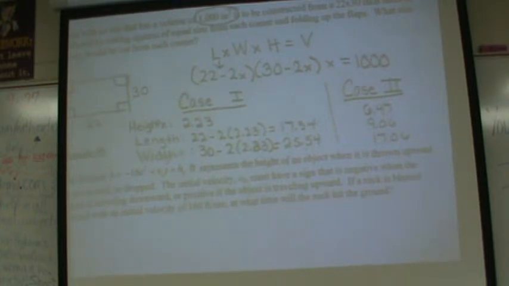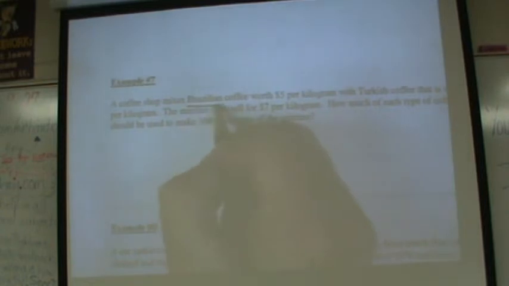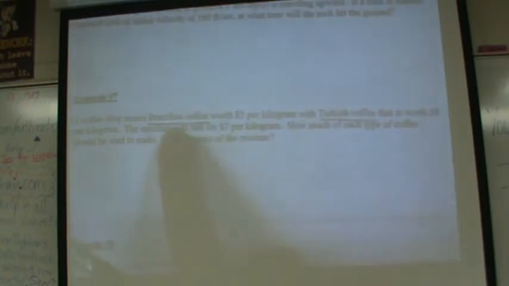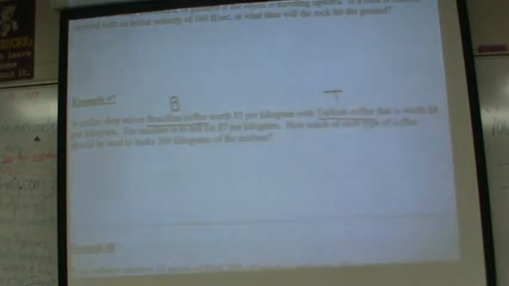Skip 6. We're going to do 6 on day 2. I'm going to do 7 right now with you guys. A coffee shop mixes 2 kinds of coffee. One is Brazilian coffee and the other is Turkish coffee. Now this is a system of equations problem, very similar to what you did in 9th grade. This is a mixture problem. We're mixing 2 items. You want to look for what the 2 items are, and I like to use the letter of whatever we're dealing with: B for Brazilian coffee and T represents Turkish coffee.